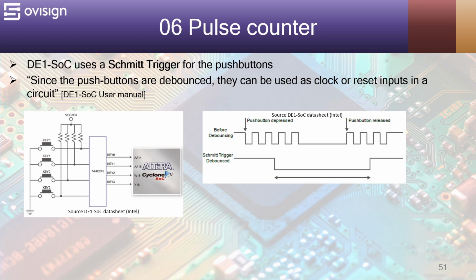The user manual says like this: since the push buttons are debounced, they can be used as clock or reset inputs in a circuit. Here is how the push buttons are connected on the development board, and here is how the Schmitt trigger will filter all unwanted pulses coming from the push button. As a small mention, by default, the value coming from the push buttons will be a logical 1, and when you press it, it will become a 0.